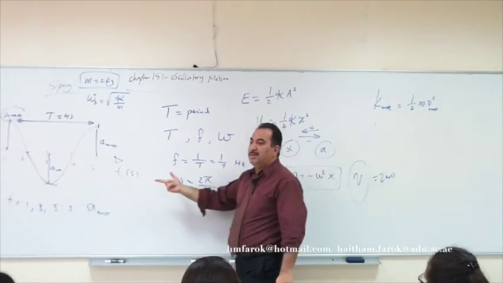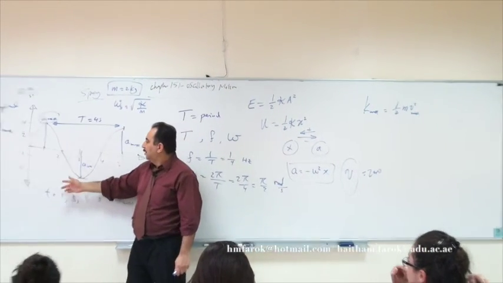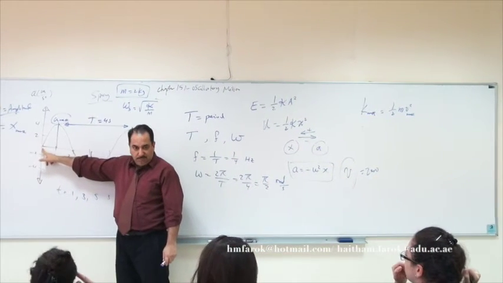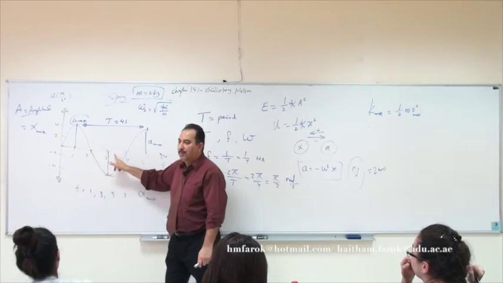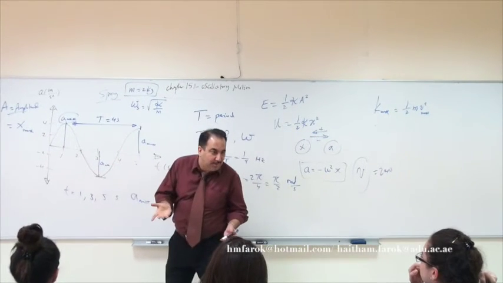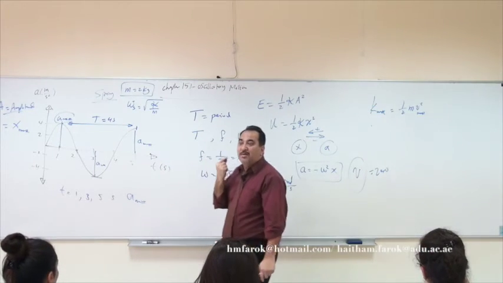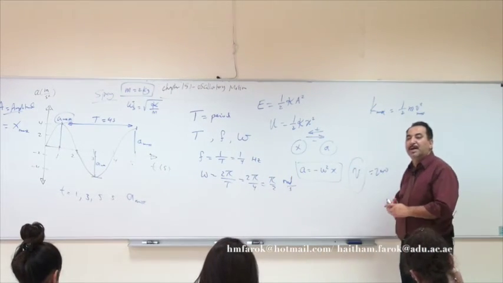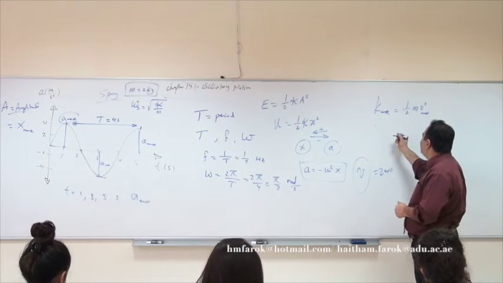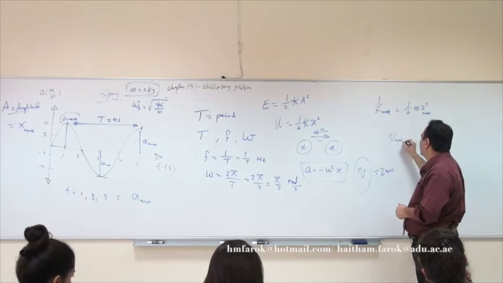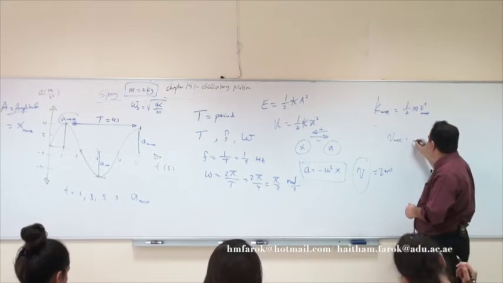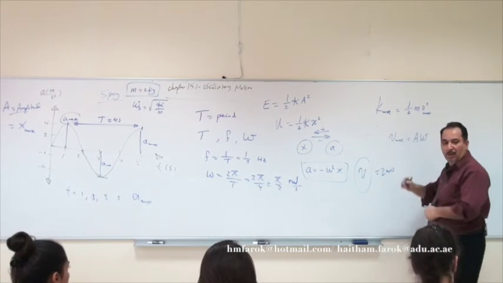Okay? Where do you have V max? At 0, 2, 4. But what's the value? You don't know. You know at what time, but I need the value of V max. How do you calculate V max? What is V max equal to? You have a formula: A omega.